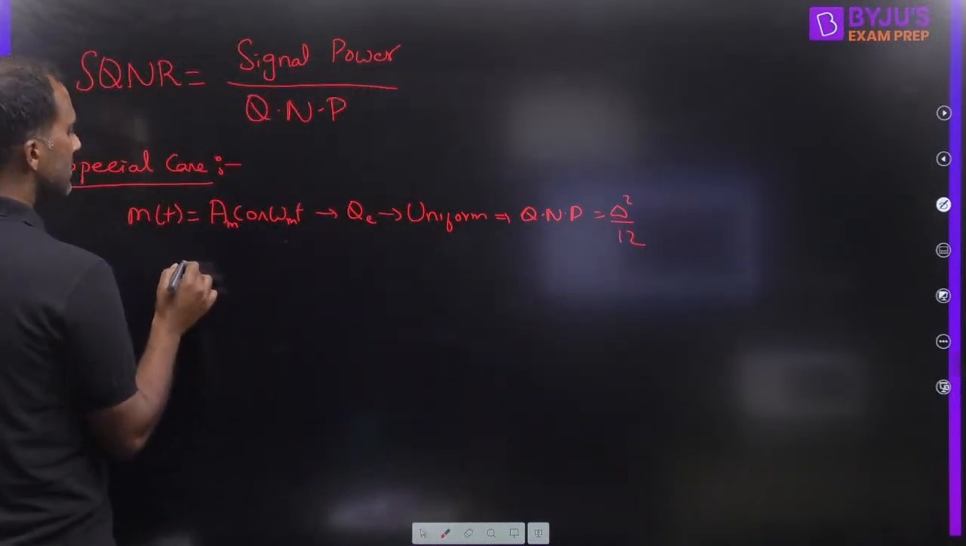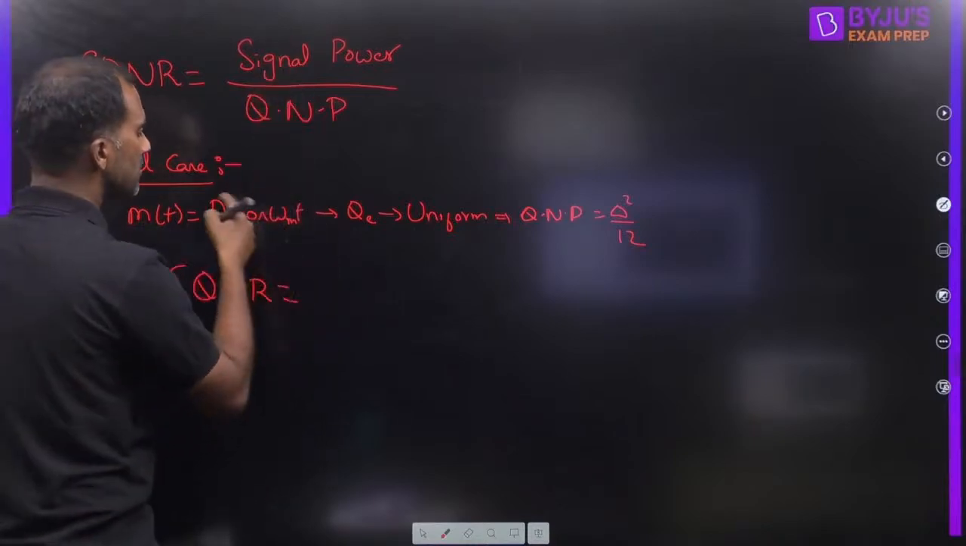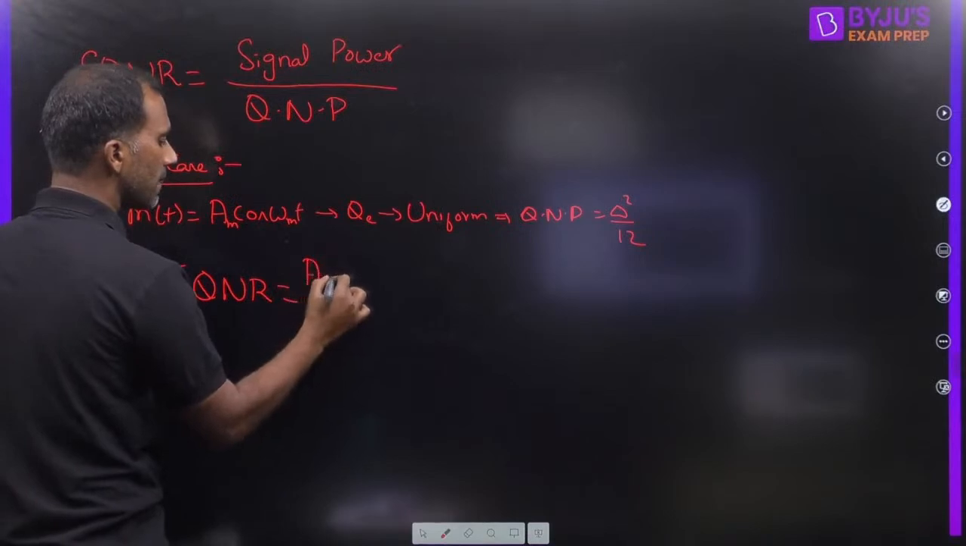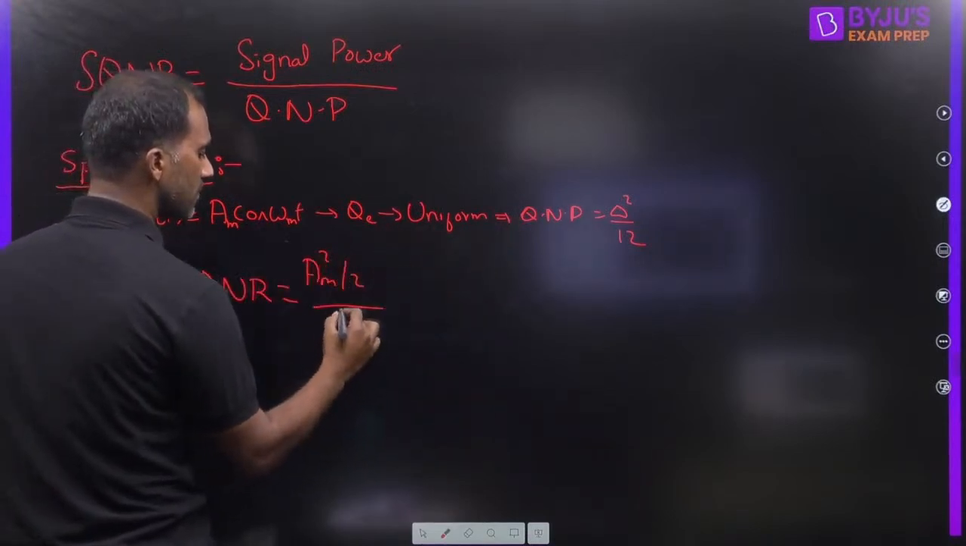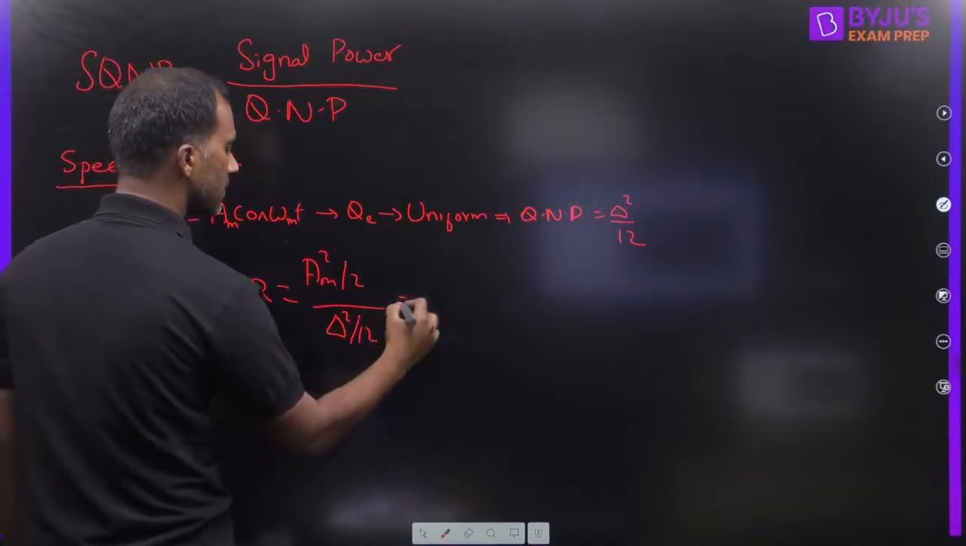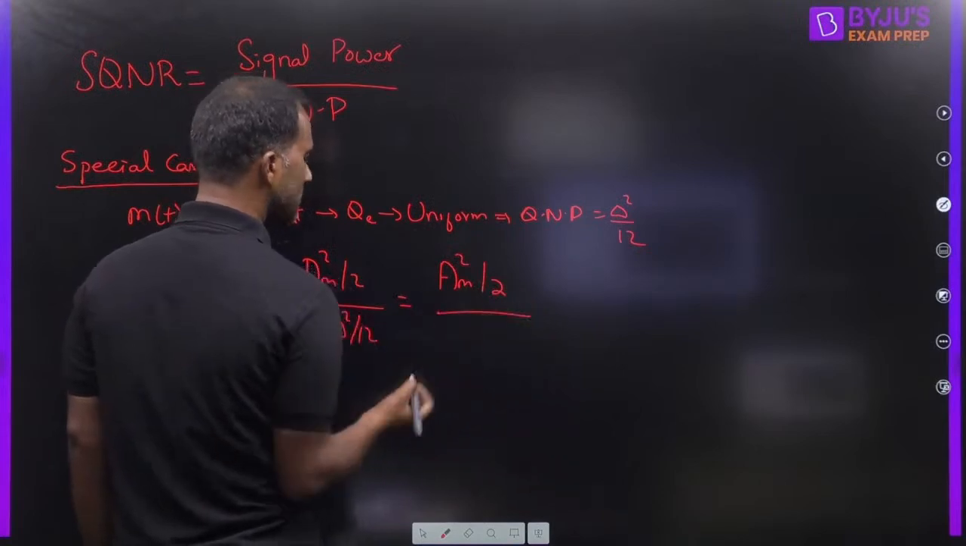Next, how about signal power? Signal power is also very easy, no? So that's why I'm directly writing it. Signal power is how much? Am square divided by 2. Divided by, what is the quantization noise power? Del square by 12, which is equal to Am square by 2 divided by 12.